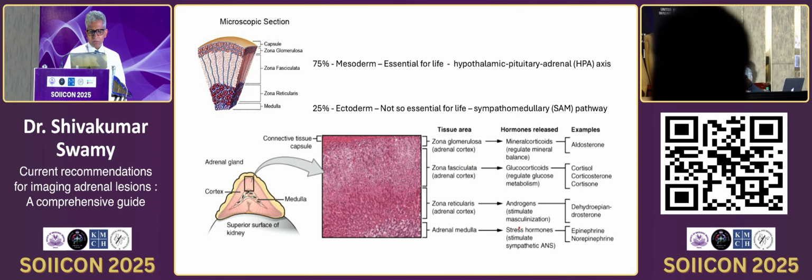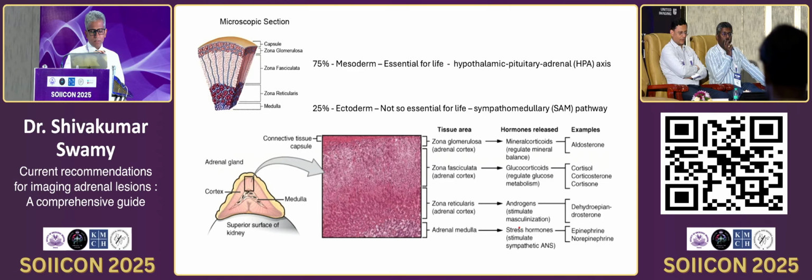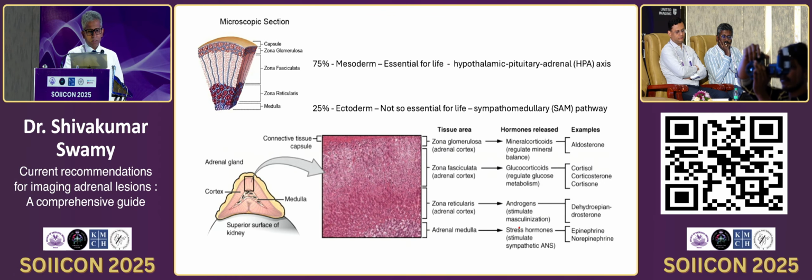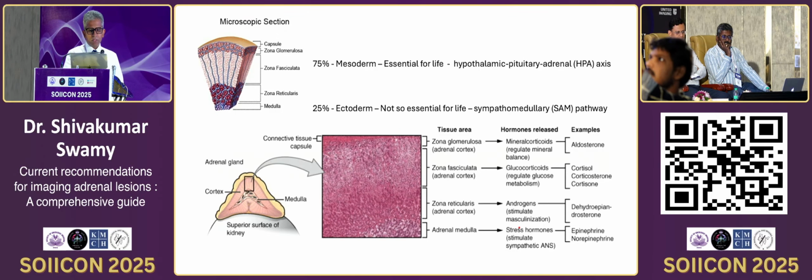zones, the zona glomerulosa, fasciculata and reticularis, which individually secrete different hormones, which is very important in life. The cortex, which composes nearly 70% of the whole adrenal gland, develops from mesoderm, which is very essential to life. That means to say, in the absence of this, life is not possible. On the other hand, the medulla encompasses about 25%, which develops from the ectoderm.